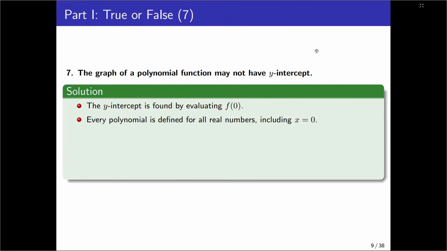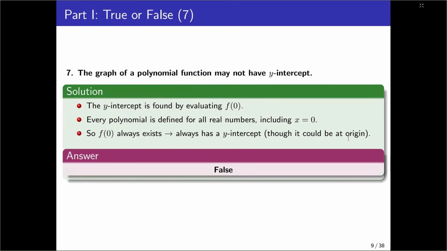Therefore, every polynomial is defined for all real numbers, including x equals 0. So f of 0 always exists, which means it always has a y-intercept. The y-intercept could be the origin, or it may be on the positive or negative y-axis, but whatever it is, the polynomial function always has a y-intercept, so the statement is false.